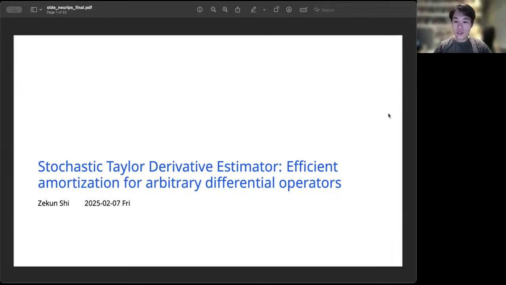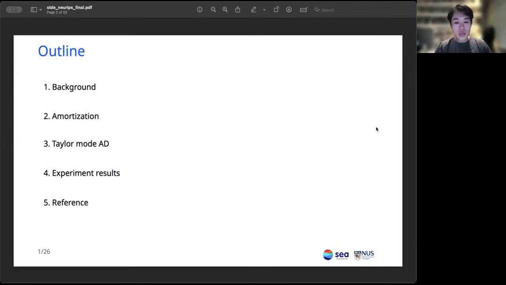Thanks for the invitation. So today I'm going to talk about our recent paper published at NeurIPS 2024, Stochastic Taylor Derivative Estimator. I'll go through the outline here. We'll first go through the problem background, and then we'll talk about the two techniques that I use in the paper. One is amortization, and the other one is Taylor mode AD. And then finally, I'll talk about some experimental results.